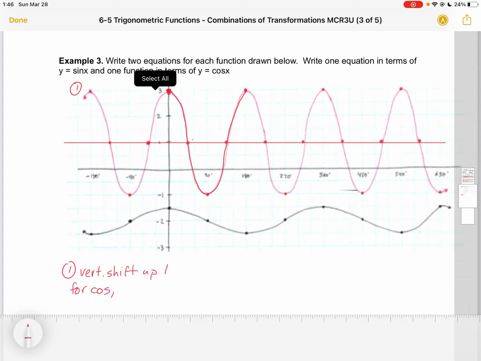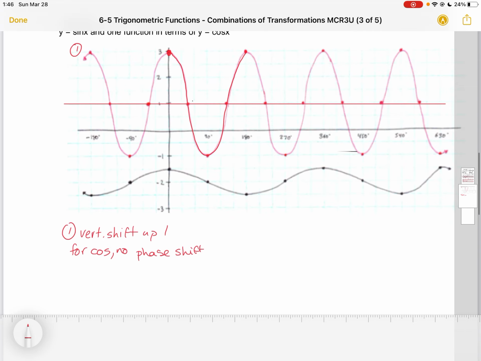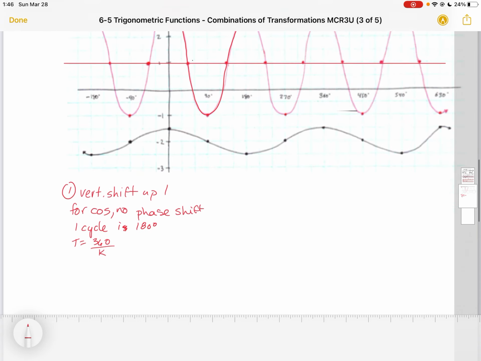So let's write that down. So for cos, I've got no phase shift. Okay, and then I complete one cycle in 180 degrees. So that's going to allow me to figure out my K value. So my period is 360 over K. I know that my period is 180 degrees. So that's going to allow me to find my K value. From this equation, my K value is 2.